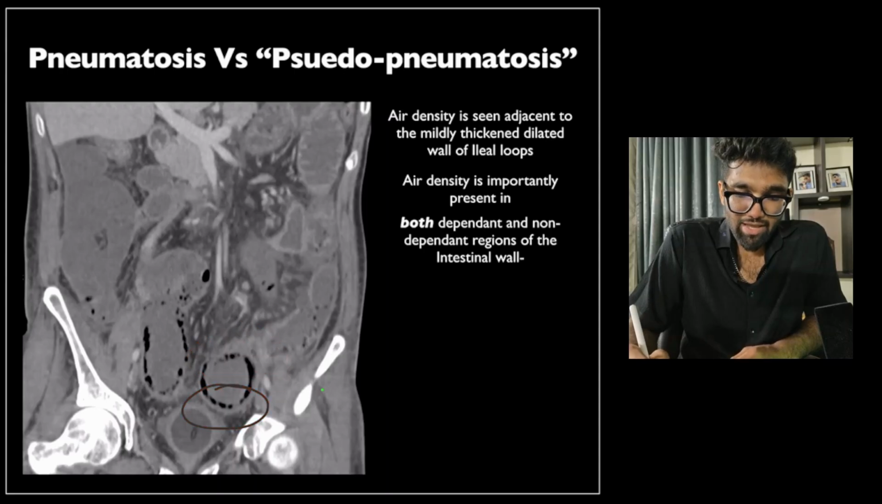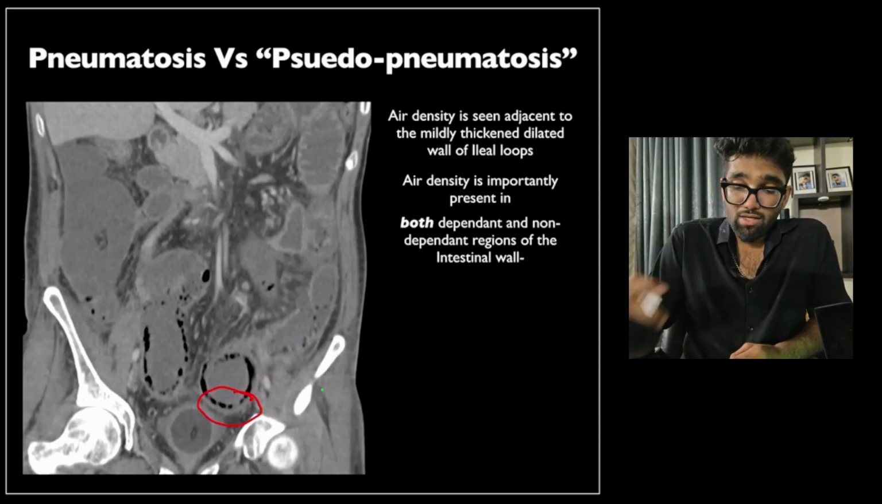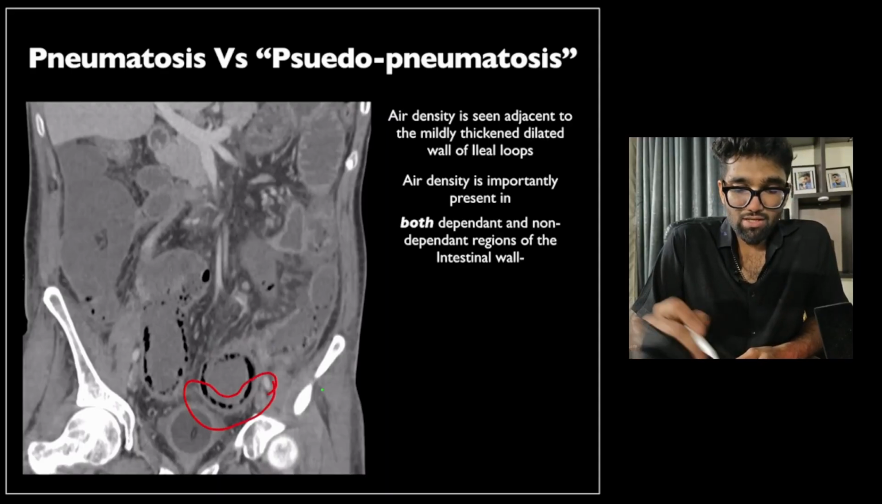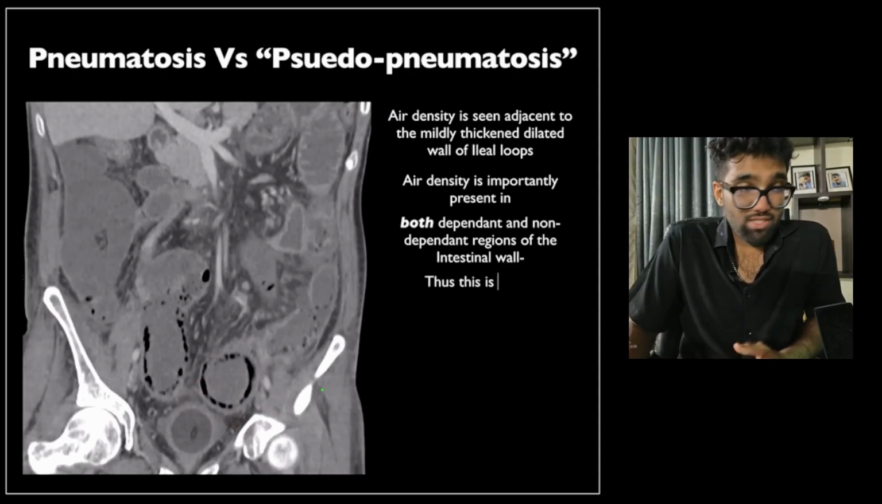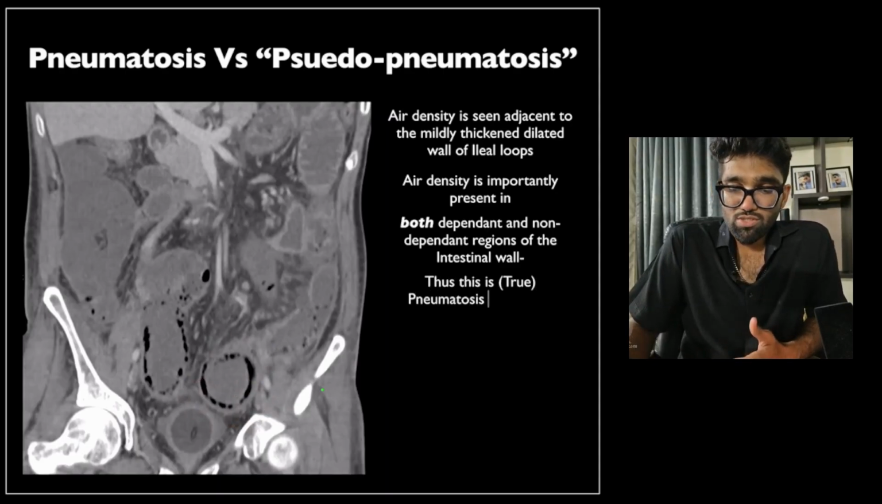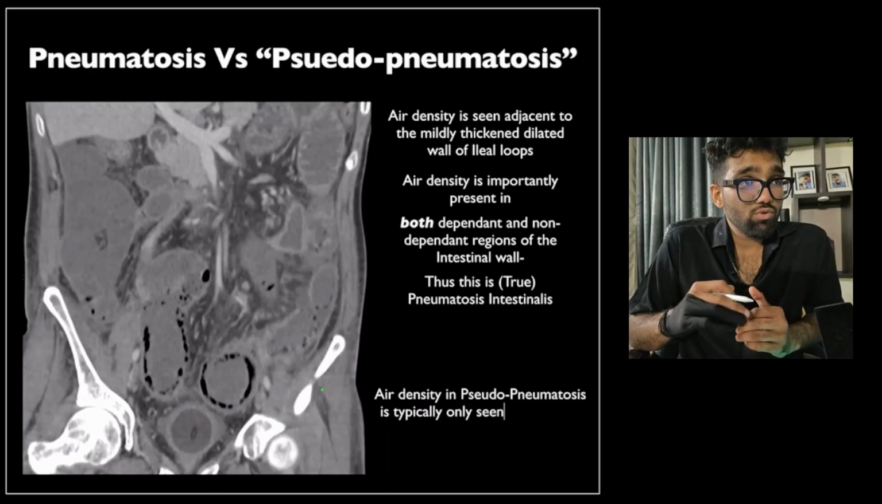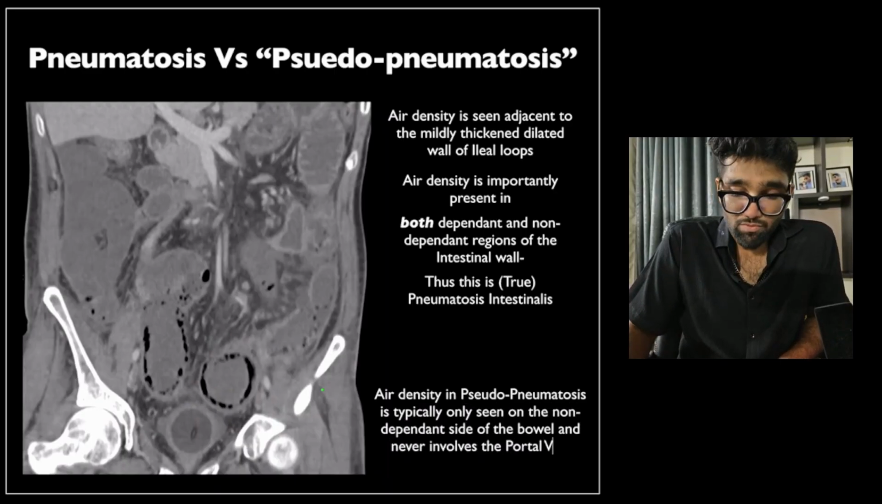Now the thing is, air rises, being less dense than water, so you would not expect it to be there in the dependent parts of the intestine if the air was within the lumen. So therefore, the fact that it is within the dependent parts indicates that it's true pneumatosis intestinalis. Okay, so this case is the true pneumatosis intestinalis. Okay, now air density in pseudopneumatosis intestinalis would go in the direction opposite to that of gravity, would be seen in the non-dependent part of the bowel wall.